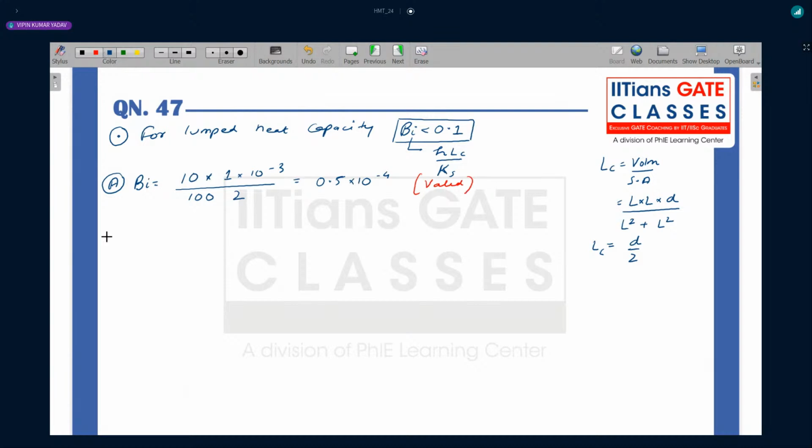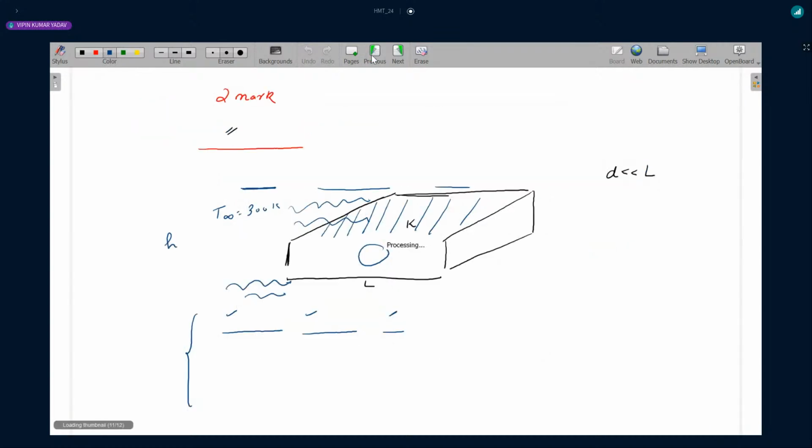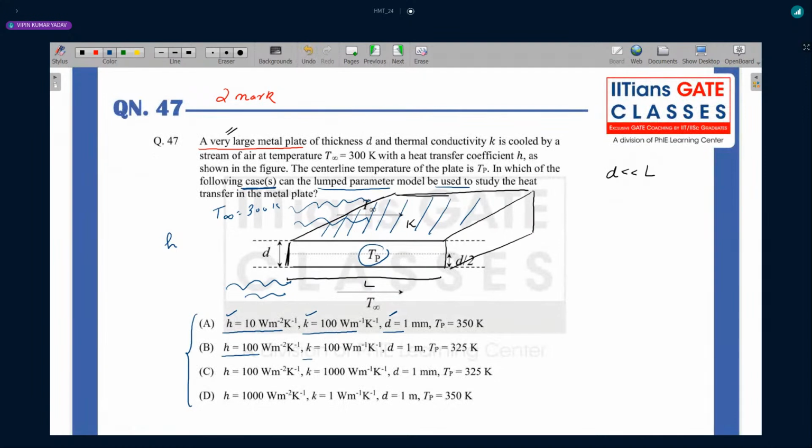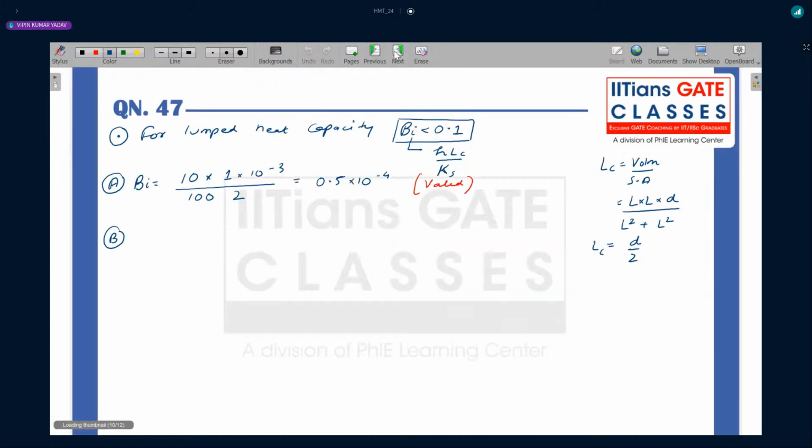Okay. Let us see option B. What is option B saying? h is equal to 100, k is equal to 100, thickness is equal to 1 meter. So Biot number is equal to h, which is 100, times Lc, thickness 1 divided by 2, divided by k, which is also 100. So you will get 0.5. Now is it less than 0.1? No. So it cannot be considered as lumped heat capacity analysis, it is not a valid condition.